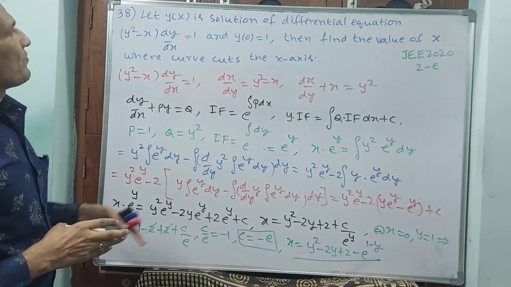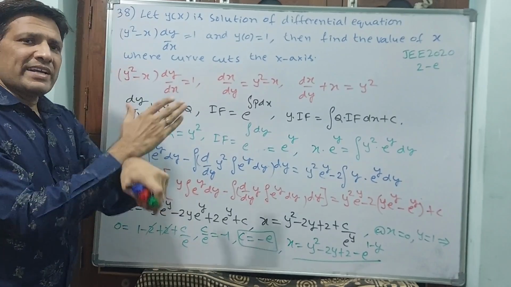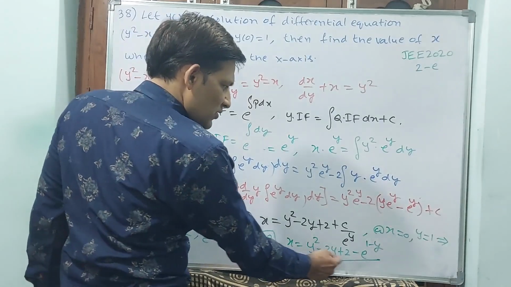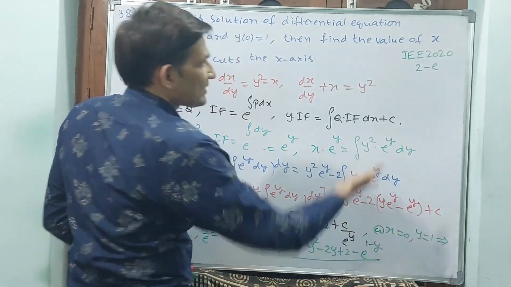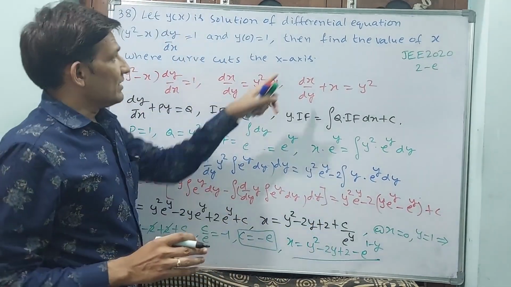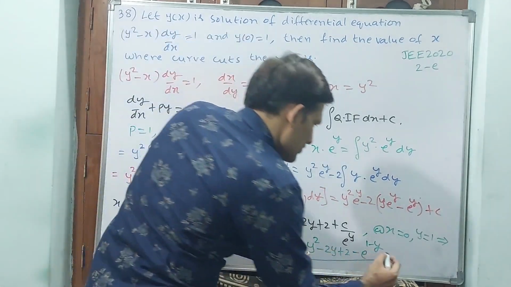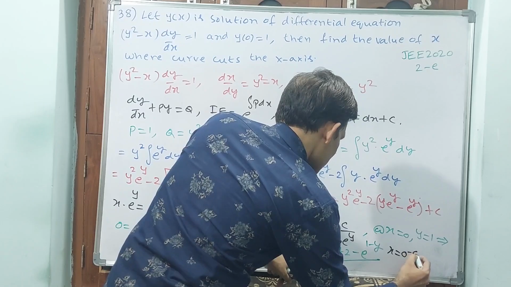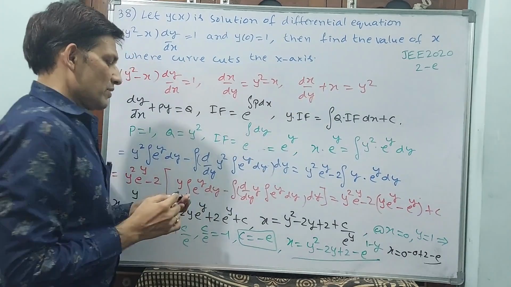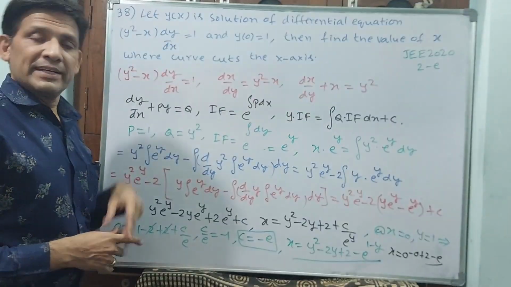Now what are they asking? Find the value of x where the curve cuts the x-axis. When the curve cuts the x-axis, y is 0. That's all. Keep y as 0. When y is 0, x is equal to 0 minus 0 plus 2 minus e power 1 minus 0, which is e power 1, so e. So 2 minus e is your answer. Let us go for the next question.